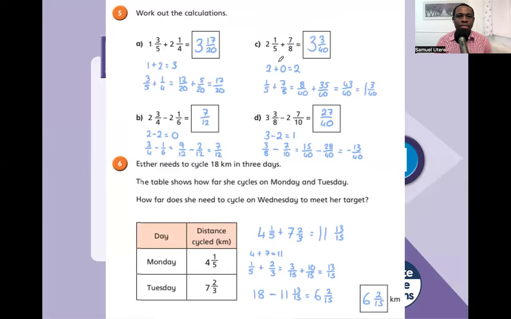So for question 5, you were asked to work out the calculations, and then you can see here, you can simply just add the whole numbers, and then you add 3/5 to a quarter. Okay? Here, and you can see the calculations, how it's been done. All right? Here, you can simply just, you know you have a whole, but when you finish adding 1/5 to 7/8, you're going to have 43 over 40. So which, when you convert it, will be a whole and 3/40.